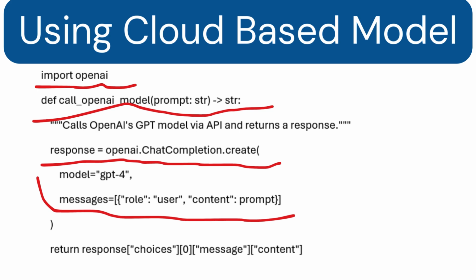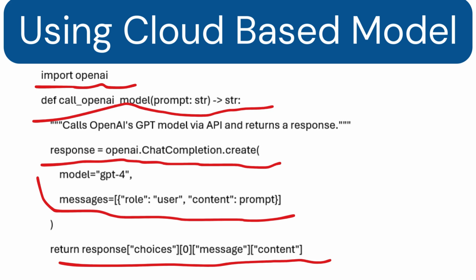Step 4. Extracting and returning the response. Return response, choices, 0, message, content. So, what's happening here? OpenAI's API returns multiple choices, but we only need the first response, so we access it using choices, 0. Inside this response, we extract the AI-generated message using message, content. Finally, we return this text back to the user.